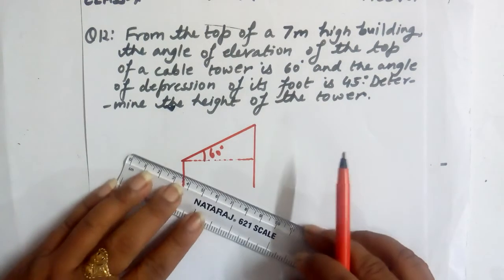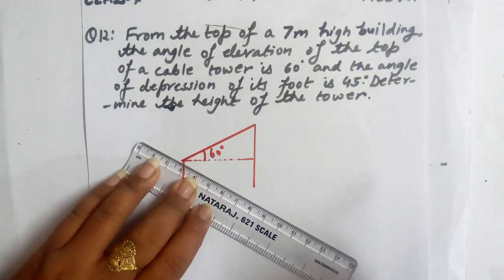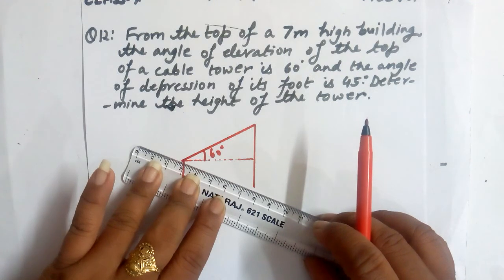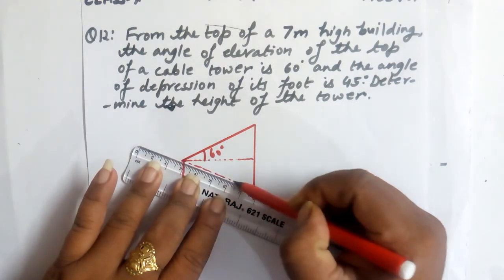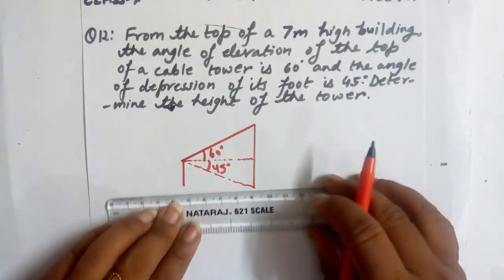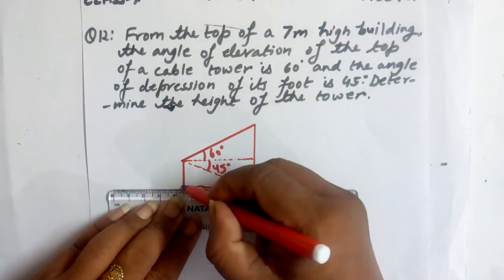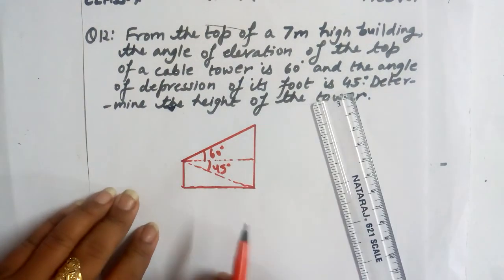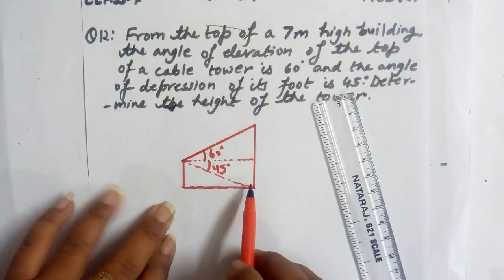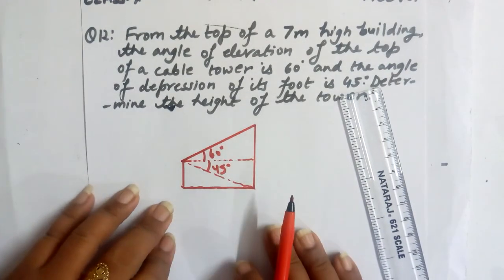and the angle of depression of its foot is 45 degree. So the angle of depression forms when we are looking down, yes. With the line of sight and the horizontal line, the angle of depression forms, this is 45 degree, yes. And the foot of the building as well as the foot of the tower are in the horizontal line. So according to the question, our figure is ready.